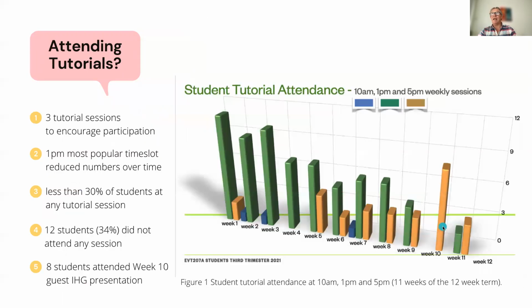But then in breaking down the data, I was able to look at the quantitative data on student attendance, so 3 tutorial sessions throughout the 11 weeks of the 12-week term, 1 o'clock being the most popular time slot, but less than 30% of students attended any tutorial session, and 12 students, 34%, didn't attend any session at all. We did see, of interest, when we had a keynote speaker from Intercontinental Hotels Group, that we had a higher number of attendees.